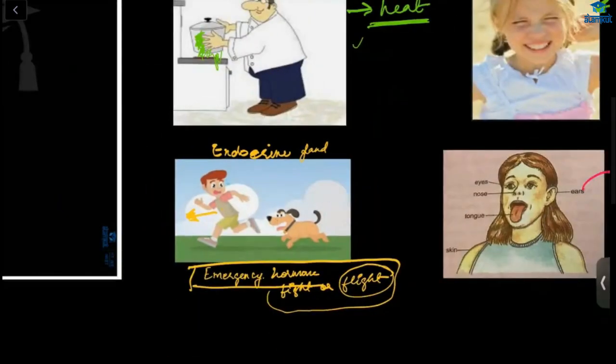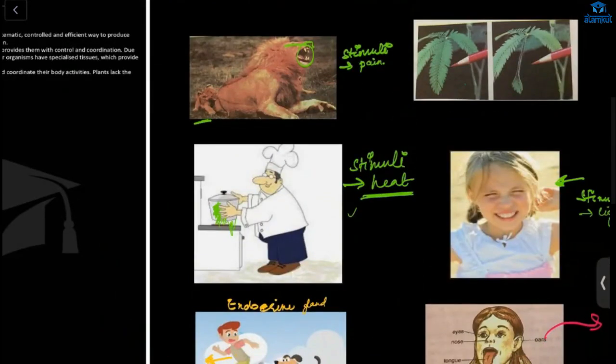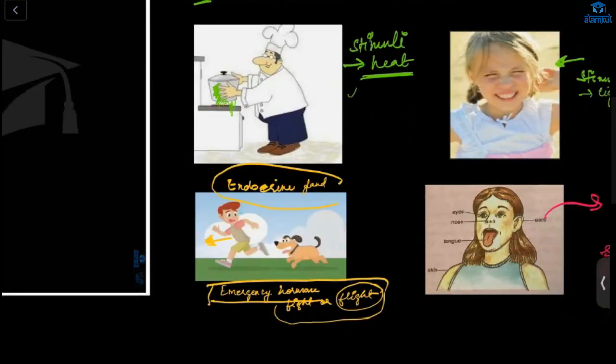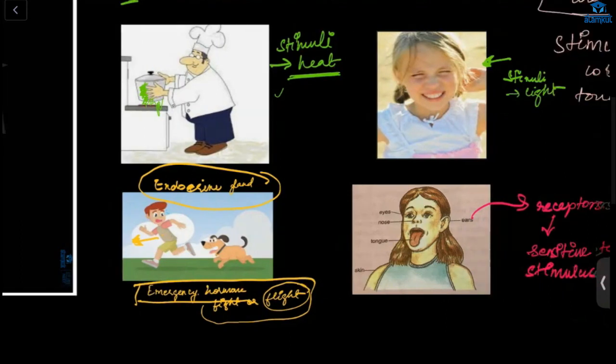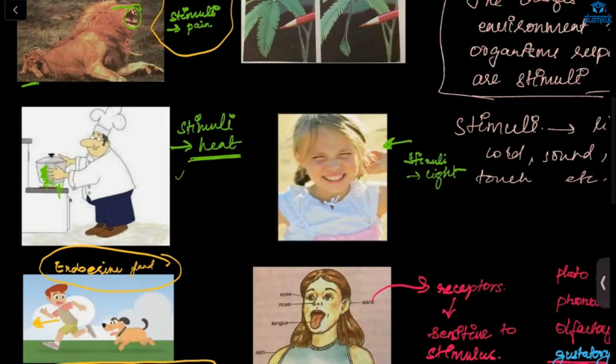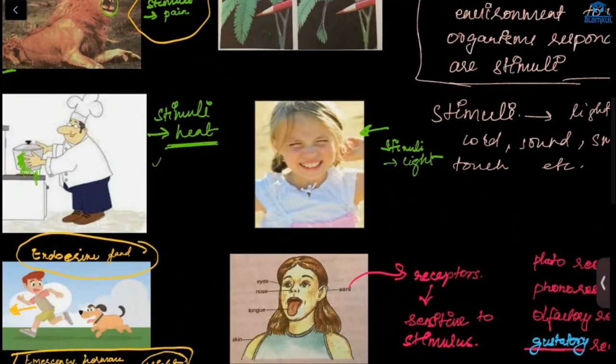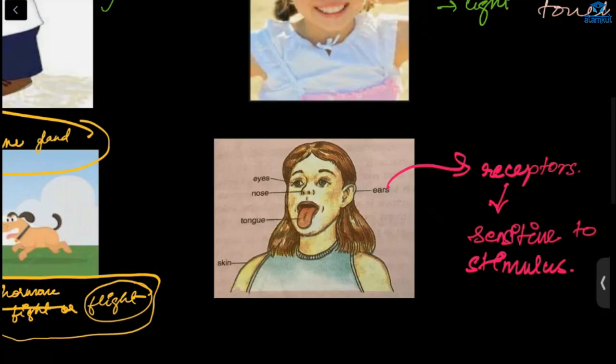So there are two kinds of response. One is by the nervous system, the other one is by the endocrine gland. Those two combine to make our control and coordination perfect and make us respond. Here we are mostly talking about the stimuli one, the nervous system. Now let's see this figure. What do you see in this figure?